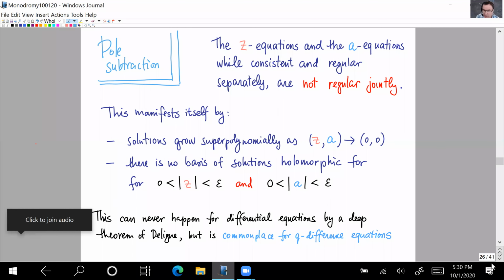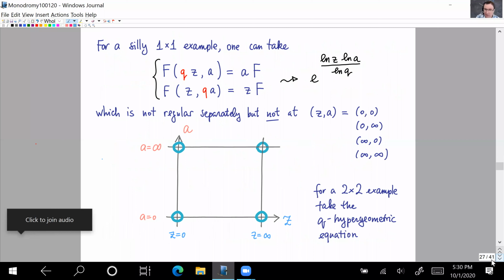But for a Q-difference equation, that's not the case, and this is an absolutely elementary example. It's a silly example, but it already illustrates the point. If I take a 1-by-1 system, if I shift by Q, Z gives A, and if I shift A, I get Z. Okay, it's a system, and it has this solution, this exponential. I'll circle it here. That kind of exponential is the solution.